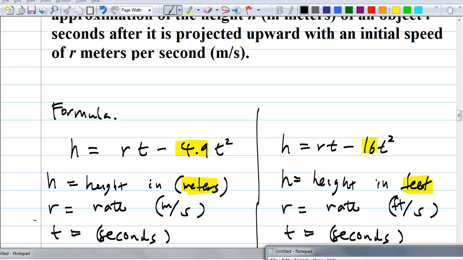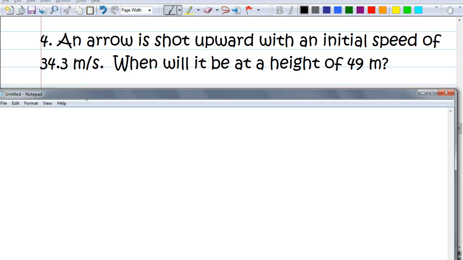So let's look at example 4 now. Here we go. It says an arrow is shot upward with an initial speed of 34.3 meters per second. When will it be at a height of 49 meters? It's in meters, so are we going to use the first formula or the second one? First. Would you not agree? And what's given to you? What's the unknown? What's one thing that we don't know? The time. It's sort of obvious. It says when will it be at the height of 49? We know the height. What's the height, guys? 49. What's the rate?